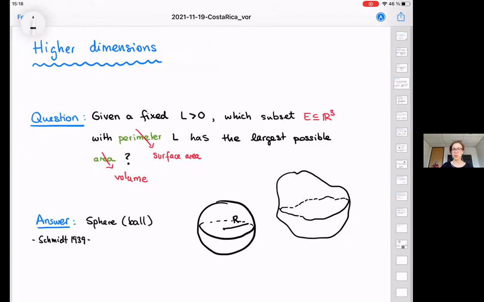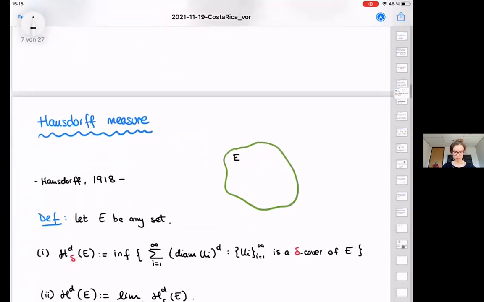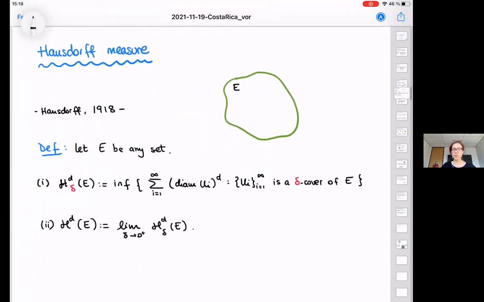Now, mathematicians want more. You know how to do it in 2. Now you want to do it in any dimension n. So how do we call things in n in general? What happens with the surface area? What happens with the volume?